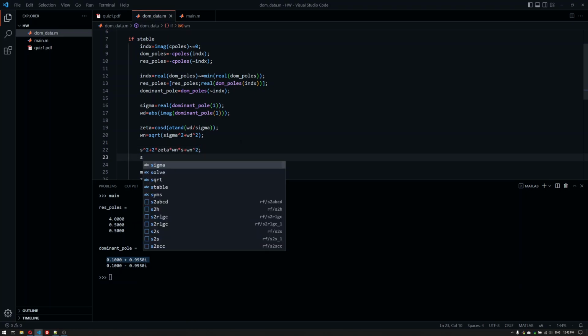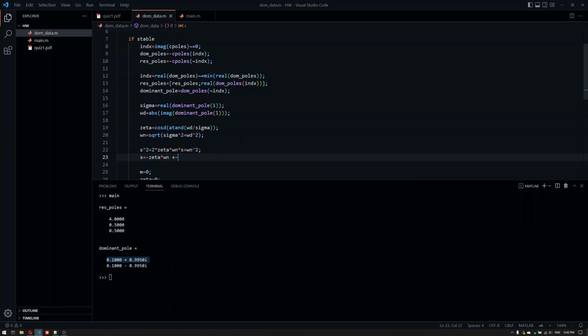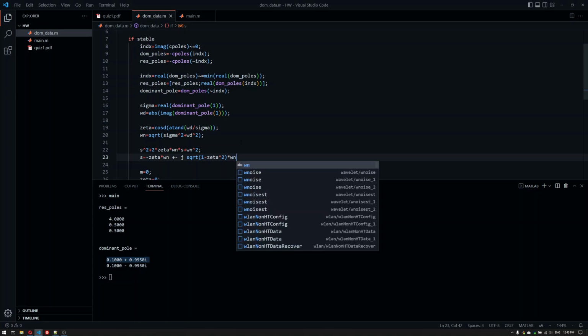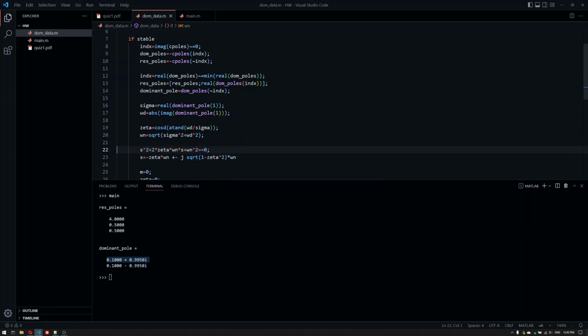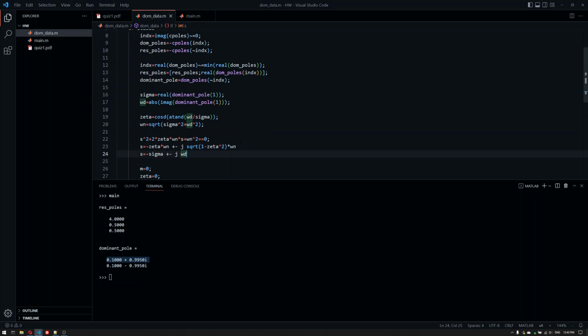Solve the roots, which are basically minus zeta times omega n plus or minus j times the square root of 1 minus zeta squared times omega n. If you solve this polynomial, you'll get the solution here, and then you can work your way out. I have defined this as sigma here, and this is omega d. You can see if you take the square root of sigma squared plus omega d squared, it will give you omega n. The stuff will cancel each other out.